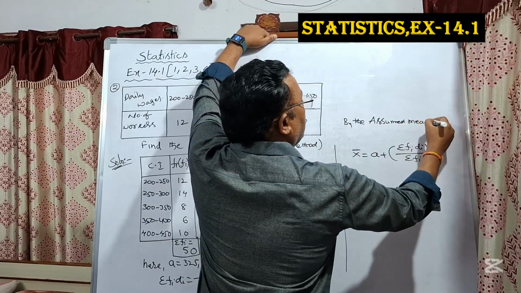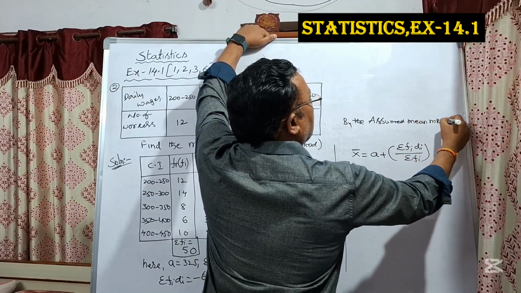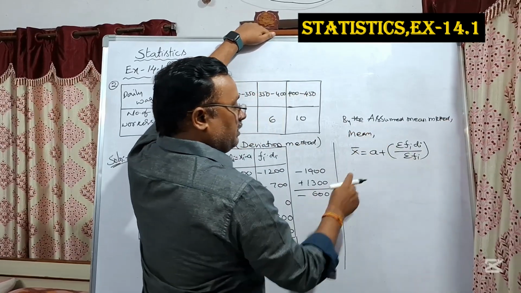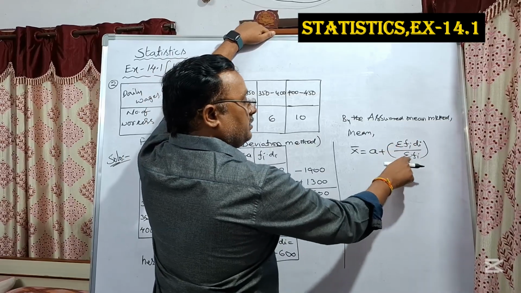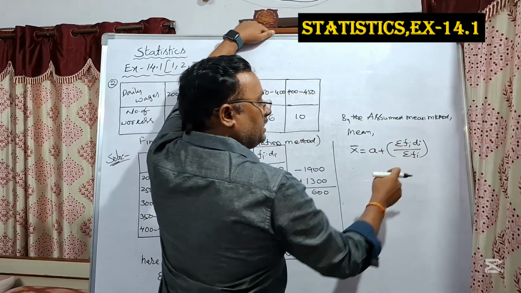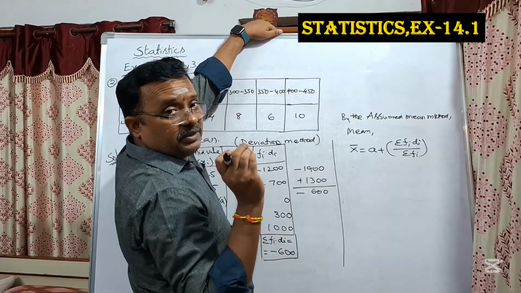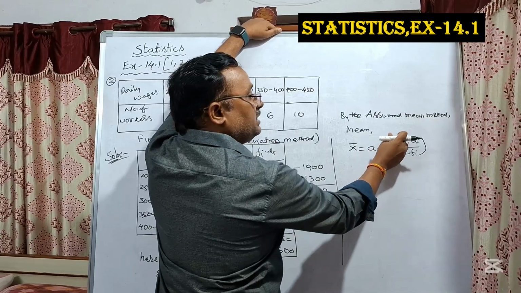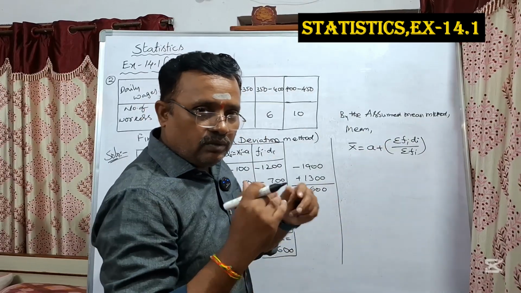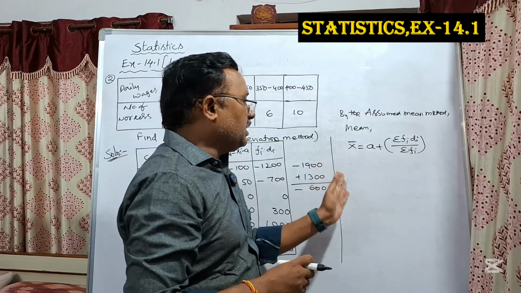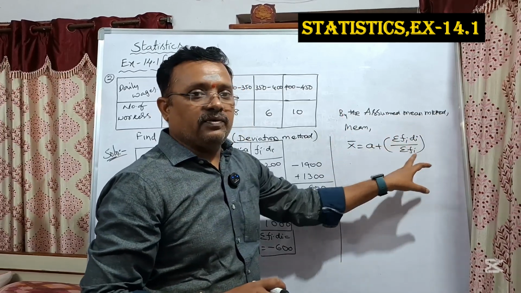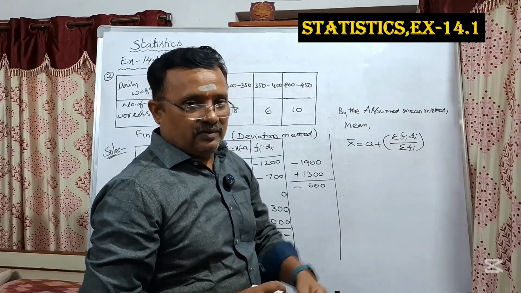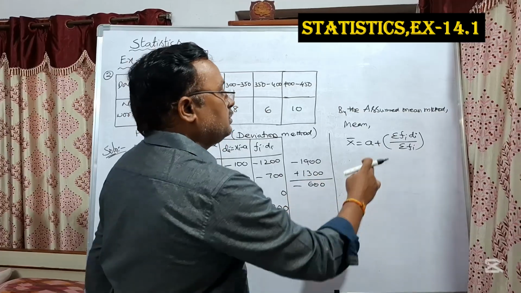By the assumed mean method, mean x bar is equal to a plus sigma fi into di by sigma fi. Use the bracket, otherwise some of the students will mistakenly write this plus a in the numerator. To avoid that, a is the first term, plus sigma fi into di by sigma fi is the second term. So to specify them, use the bracket.